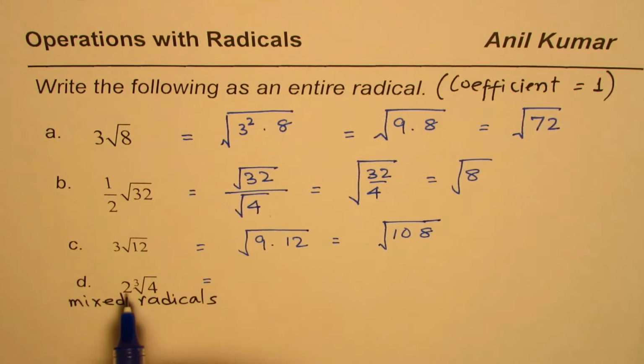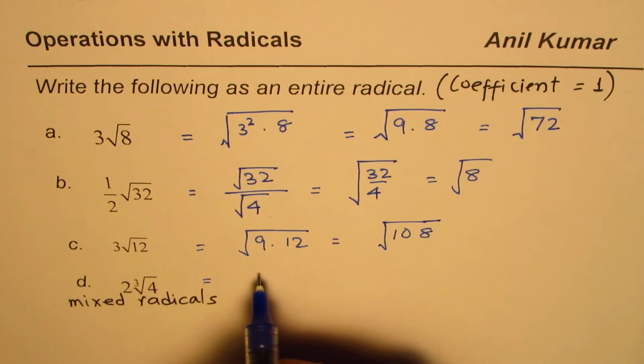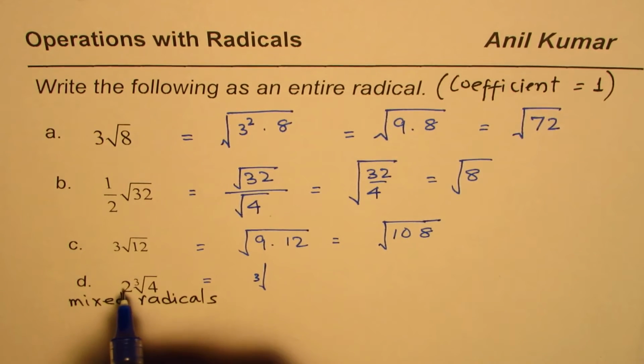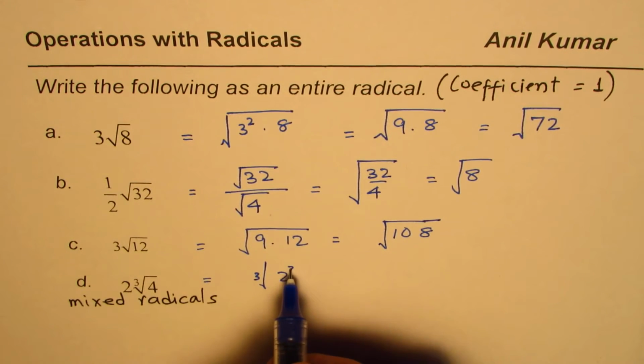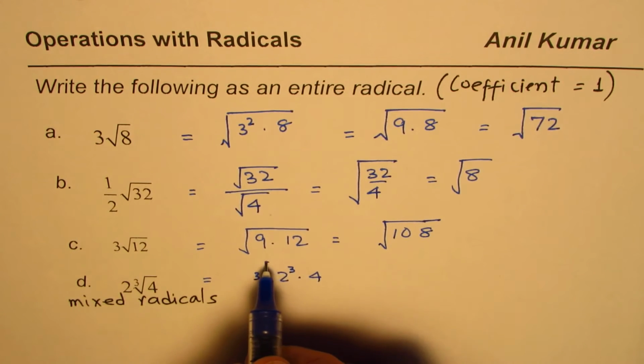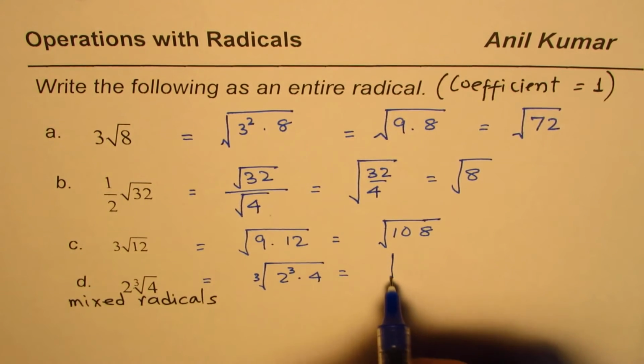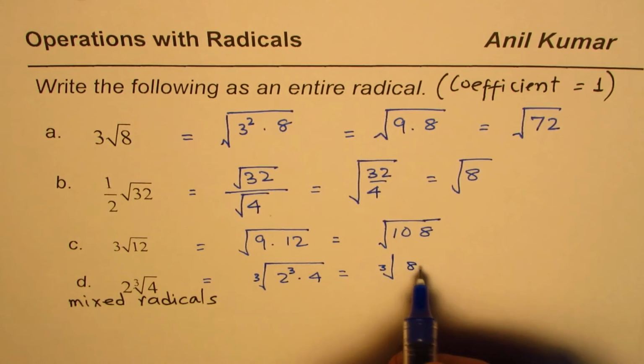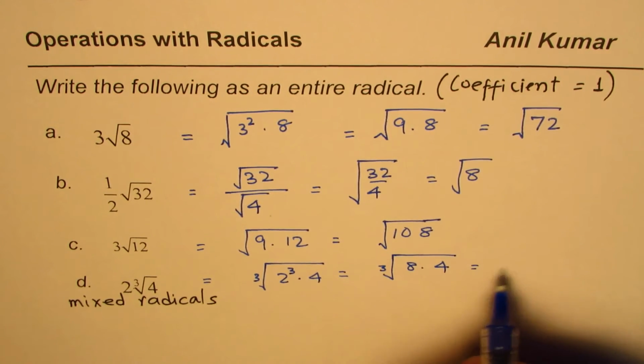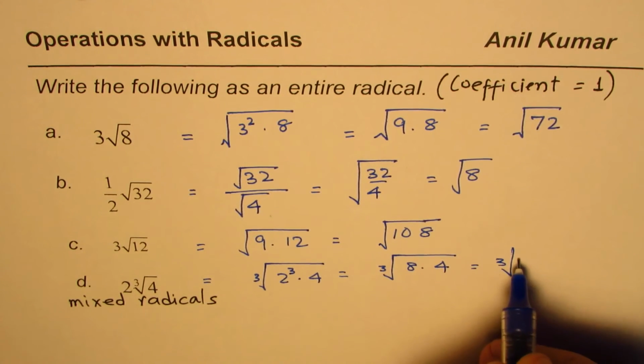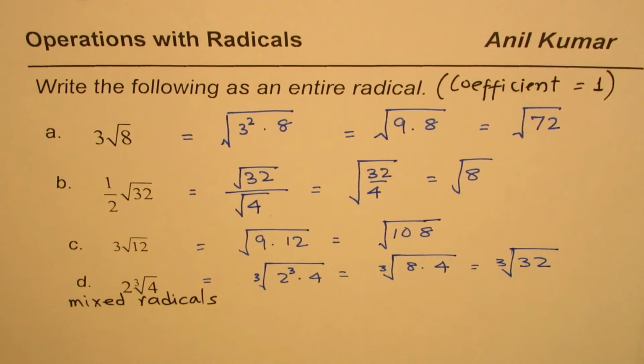Now tell me, what should you do when we have 2 cube root of 4? Cube root, that means when you take 2 inside, it becomes 2 cube. That's the key, right? 2 cube is 8, so we get 8 times 4. So it is cube root of 32. So that is the way to write mixed radicals as an entire radical.